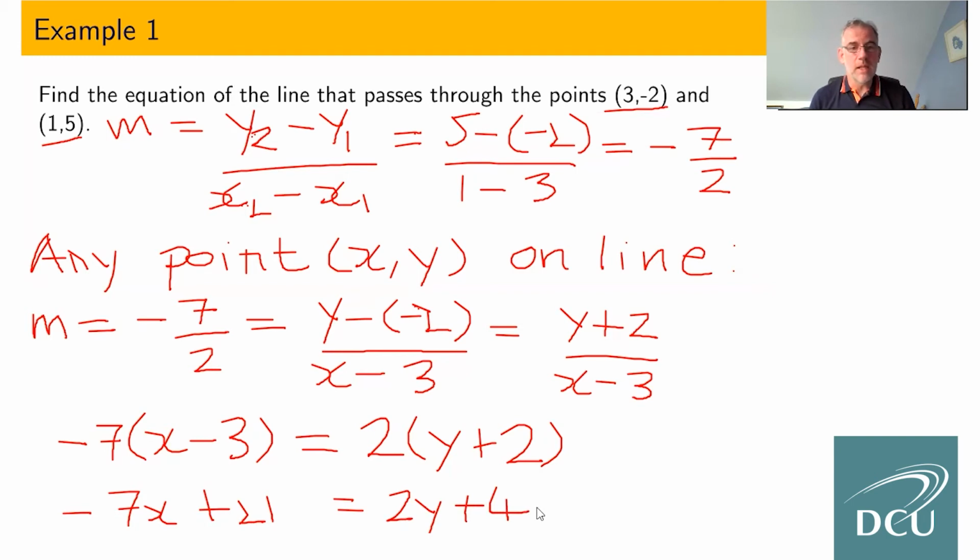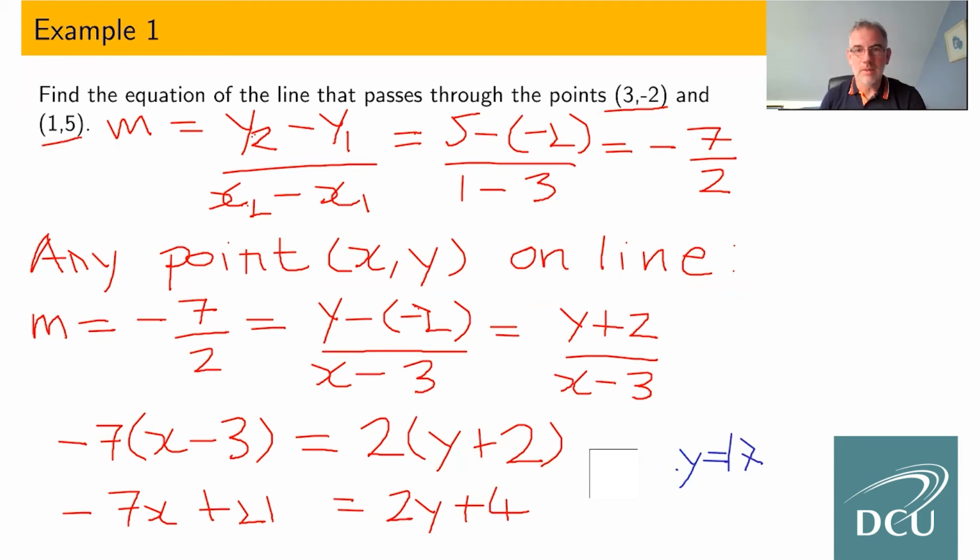I'd usually keep the x's and y's on one side of the equation and keep just numbers on the other side. So if I add 7x to both sides and subtract 4 from both sides, I'll get the equation of the line in the form 7x plus 2 times y equals, tidying up the numbers, what did I have? 21 take away 4, giving me 17.